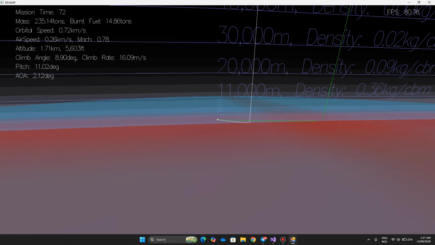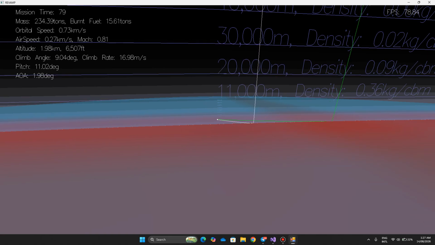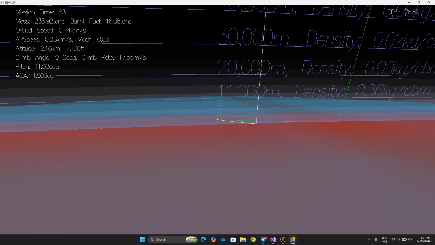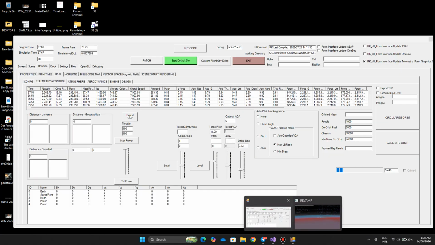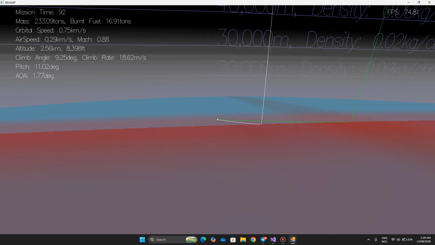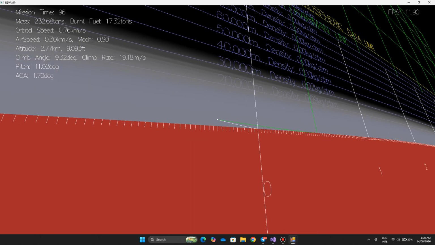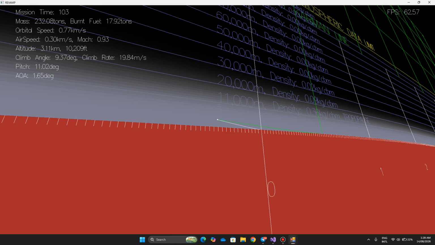Climb angle is 8 degrees right now. We are now at Mach 0.8 subsonic speed, speed of a 747. The atmosphere is at maximum resolution, but it's straining the game engine. So let's bring it down to a compromise level.